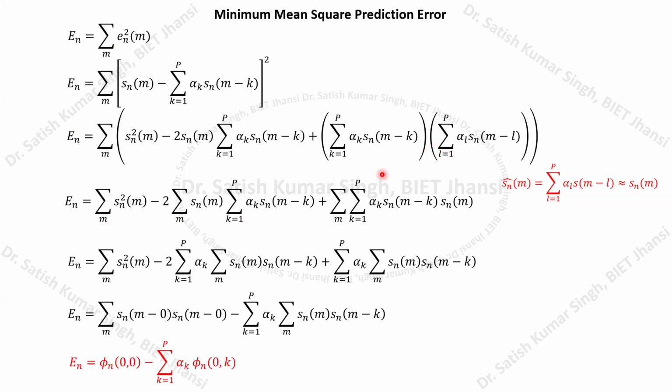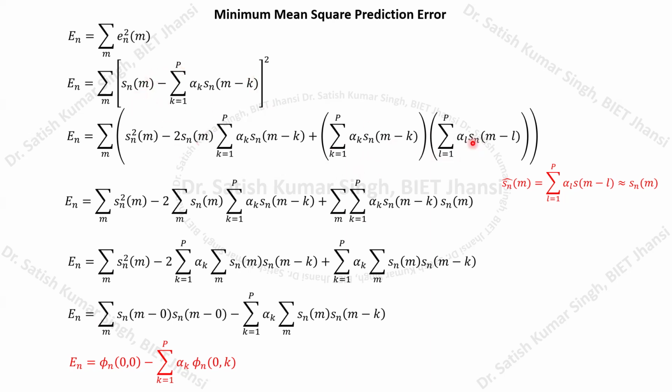What we did is, you can see here, I have chosen this summation index varying from k equals 1 to p, alpha k Sn(m minus k). And again I'm choosing another index, l equals 1 to p, alpha l Sn(m minus l). There is no harm in choosing a different summation index, because it reflects the same summation. So this way we can write this product term of the expansion of this equation.